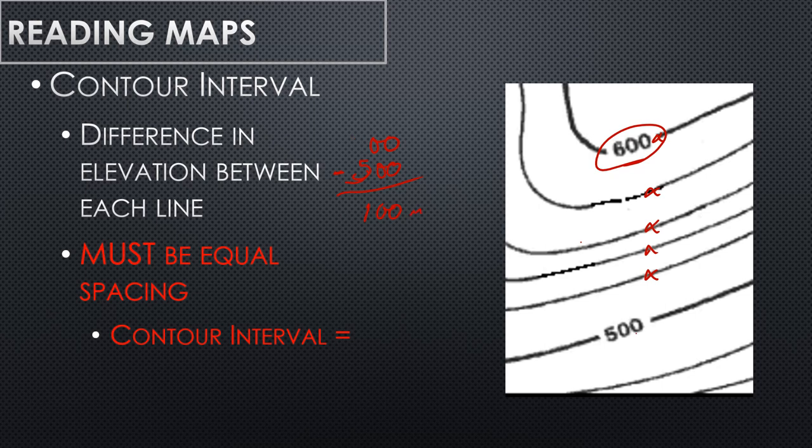So we know the difference between these two major points. And so what we'll do is we'll divide that by the number of contour intervals, which is 5. And 100 divided by 5, really easy. 5 will go in 10 two times. We bring down our 0. 5 will go into 0, 0 times. And so we have a contour interval of 20. Let's see, 520, 540, 560, 580, then 600.